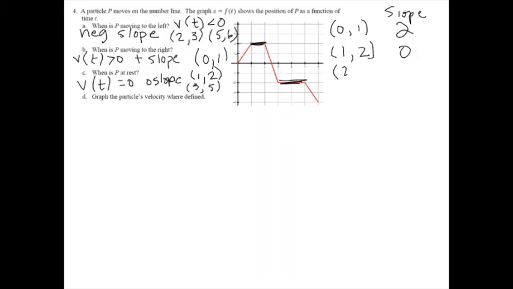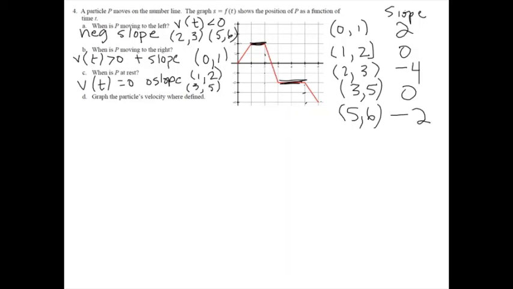When we look at the interval from 2 to 3, it's going to be a negative slope. It's going to be down 4 over 1. At the interval from 3 to 5, slope is 0. And from 5 to 6, slope is negative, down 2 over 1.